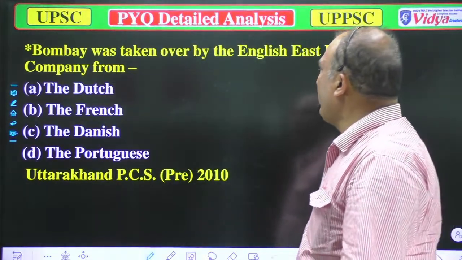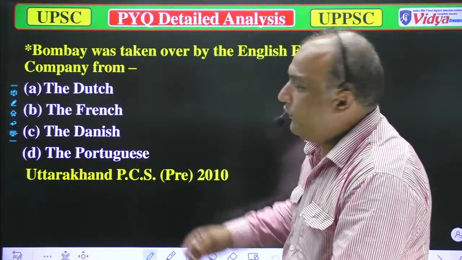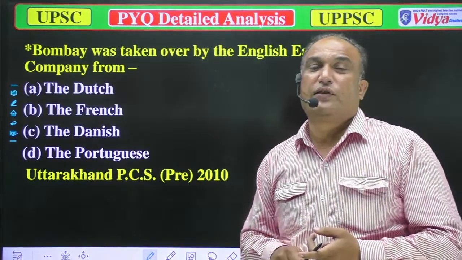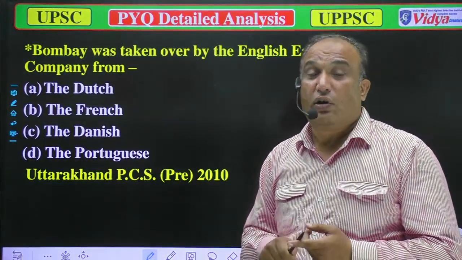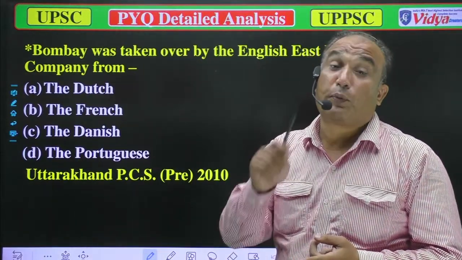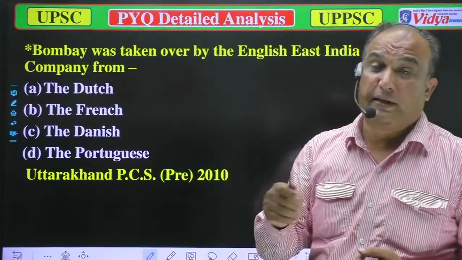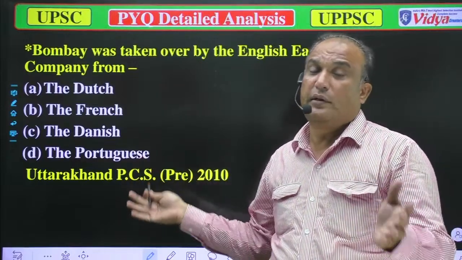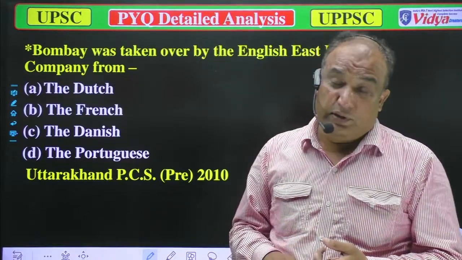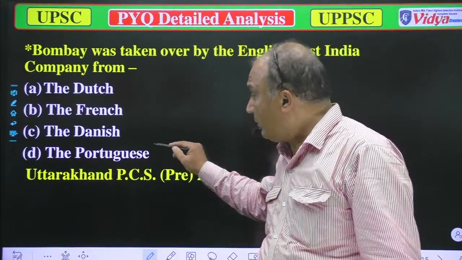Bombay was taken over by the English East India Company from whom? Dutch, French, Danish, or Portuguese. It means that in previous times, the Britishers never had Bombay. You may note it down: at that time, Bombay was not the name of a city or town, it was the name of a province. And Bombay was under the Portuguese.